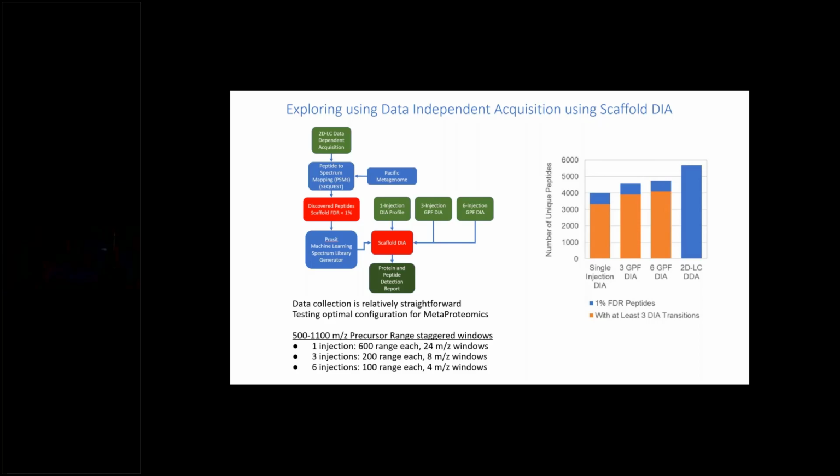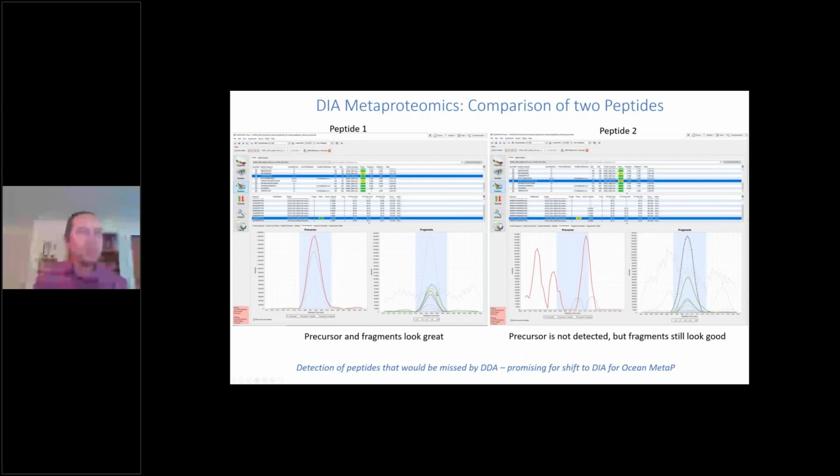We're exploring peptide 1, where the precursor looks really good. Fragments also look really good. So as we would expect, we're getting a really nice DIA analysis of this peptide. But on the second example here, basically we're missing the precursor, but we're getting the fragment ions. So this is actually an instance where DDA would have fallen down and we would have missed this peptide. But now we're actually detecting it. So it's an instance where DIA is giving us more than we would have gotten compared to DDA.